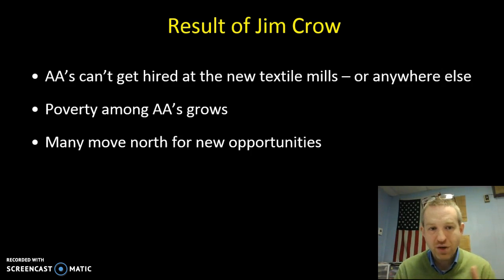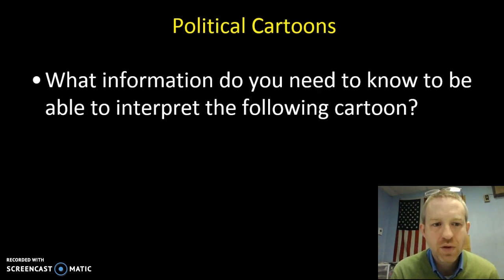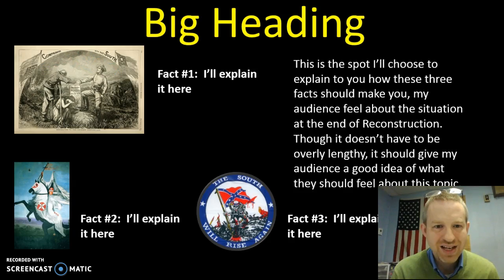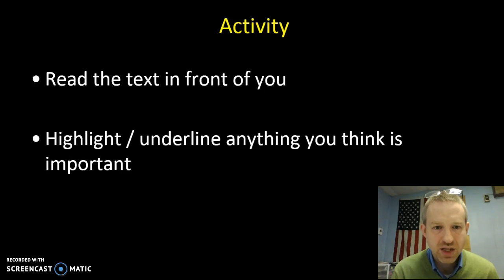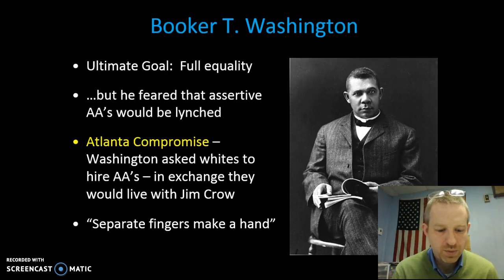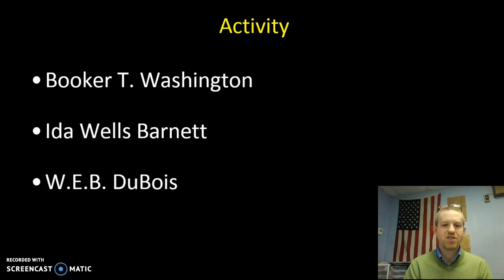So because of this, African Americans can't get hired at textile mills or in any other jobs. African Americans are getting poorer and poorer because they don't have any opportunities, and the governments in the South are discriminating against them, and the federal government's not helping. A lot of people start to move north because they think that those are going to be the only opportunities available to them, and they're probably right. We talked about that in class.